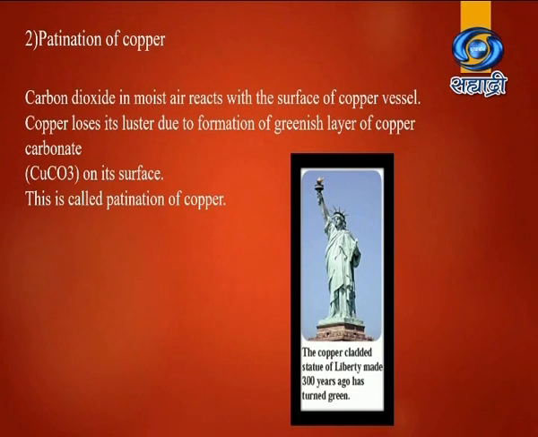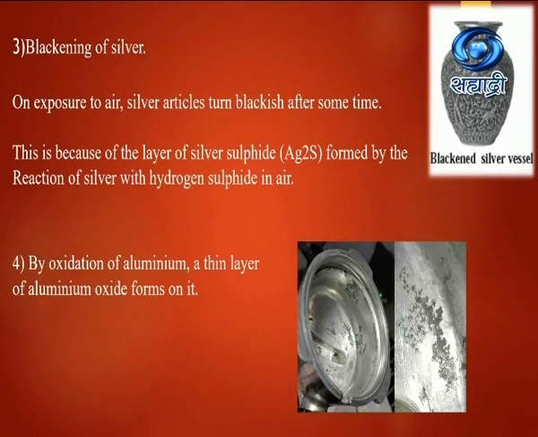Patination of copper. Carbon dioxide in moist air reacts with the surface of the copper vessel. Copper loses its luster due to the formation of a greenish layer of copper carbonate, CuCO3, on its surface. This is called patination of copper.